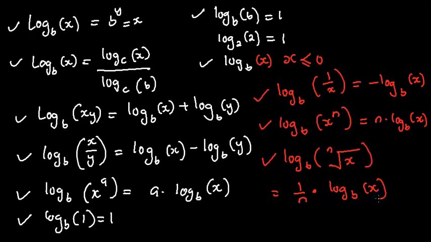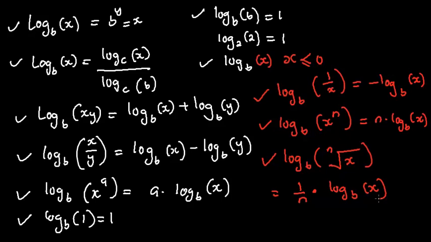The logarithm of the n-th root of x is equal to the logarithm of x divided by n. In this case, first thing you need to do is to take the logarithm of x with base b, then divide the result by n.